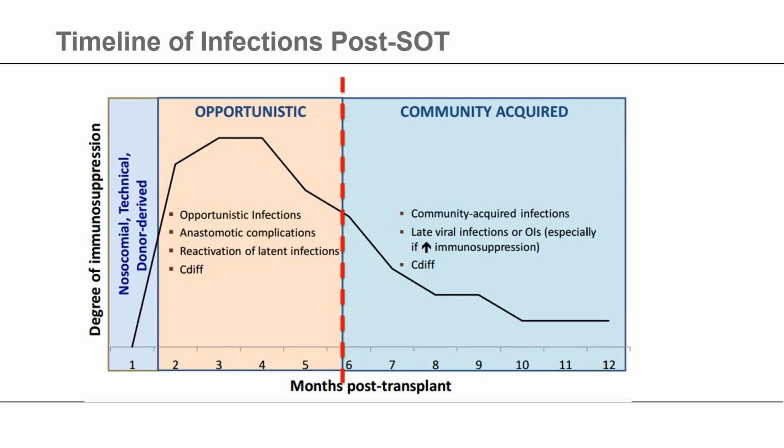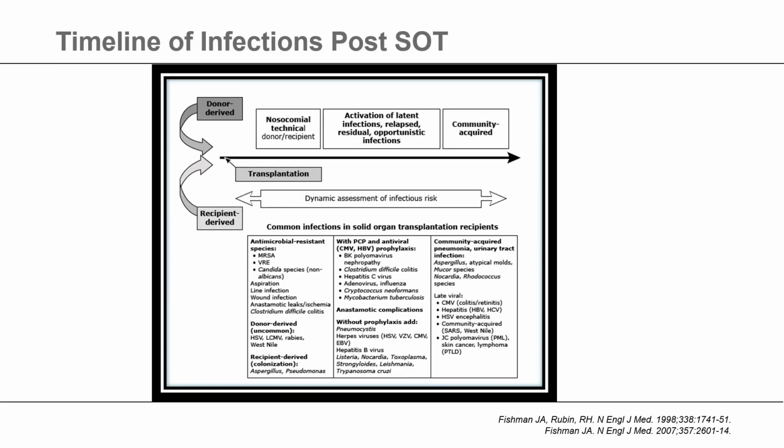We know that can occur right after a patient goes home as well, but more likely when we have patients later on in their post-transplant course, needing to think about the same infections that any of our non-immunosuppressed patients are at risk for. But really, when we think about all these, the nosocomial, technical, the activation of latent infections, relapse, residual, opportunistic infections, and community-acquired, it's really a dynamic assessment of the infectious risks.